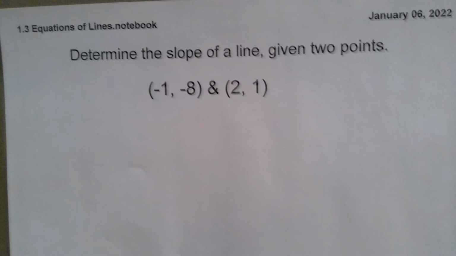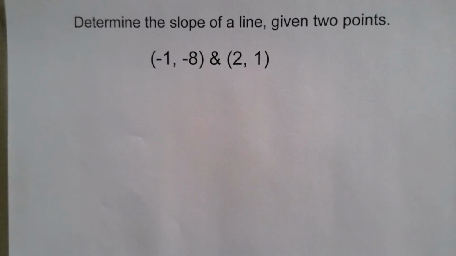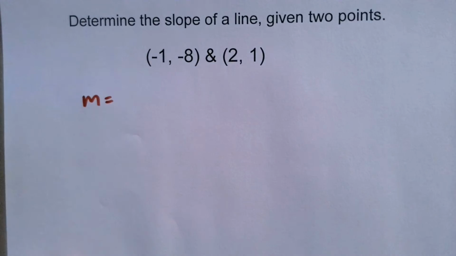Okay, so let's look at how you find the slope if you have 2 points. We've got (-1, -8) and (2, 1). We just looked at it. What is the formula to find the slope between 2 points?